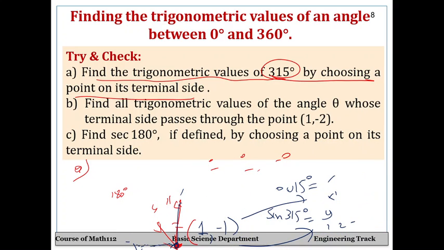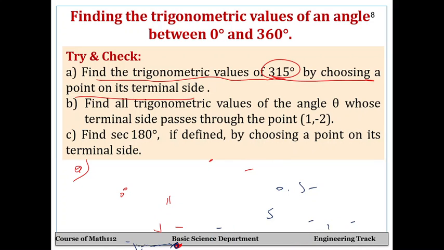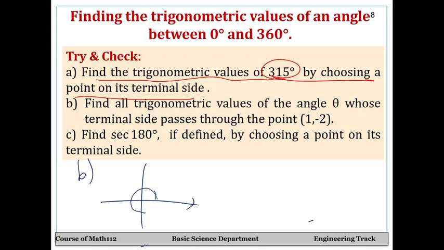Another one says: find all trigonometric values of the angle theta whose terminal side passes through (1, -2). This is all about using the formulas. Here x is 1 and y is -2. 1 is here, -2 is here. So it will be an angle in the fourth quadrant, like that.